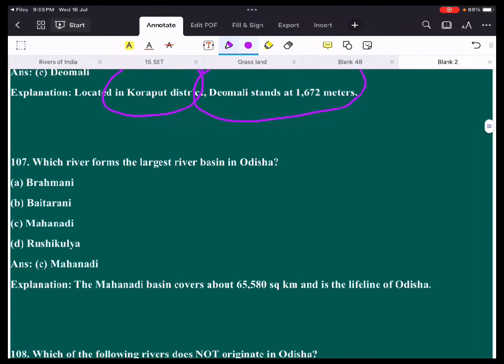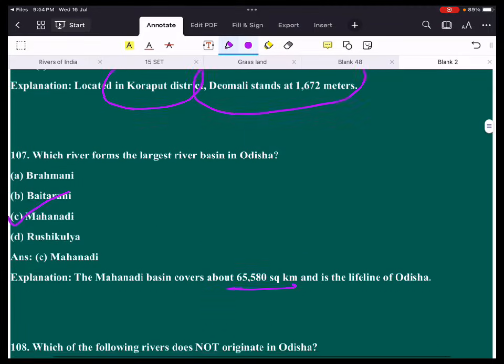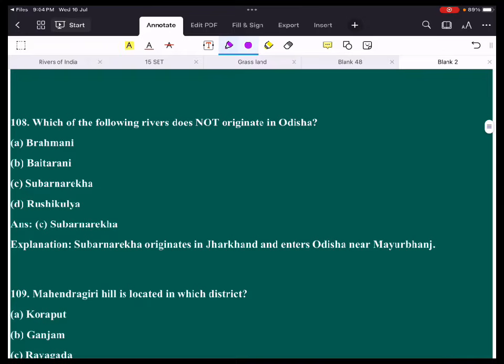Question number 107. Which river forms the largest river basin in Odisha? That is option C, Mahanadi. Mahanadi basin covers about 65,580 square kilometers and is the lifeline of Odisha. Question number 108. Which of the following rivers does not originate in Odisha? It is option C, Suvarnarekha. Suvarnarekha originates in Jharkhand and enters Odisha near Mayurbhanj.